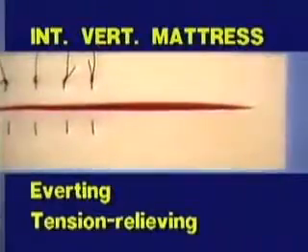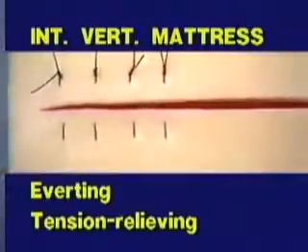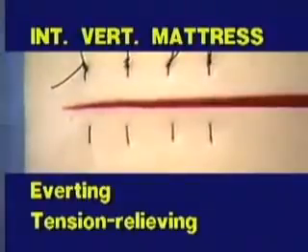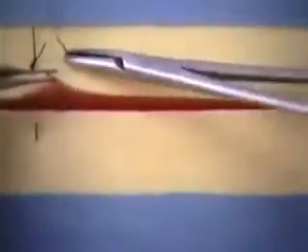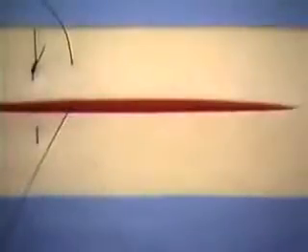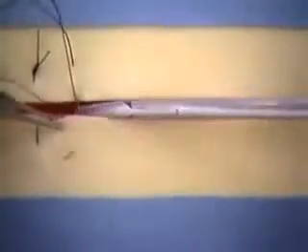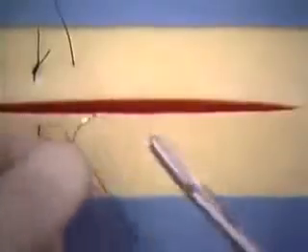The eighth pattern to be demonstrated is the interrupted vertical mattress suture. This is an everting and tension-relieving suture pattern. The vertical mattress suture is introduced 8 to 10 millimeters from the incision on one side, passed across the incision line, and made to exit an equal distance on the opposite side of the incision.